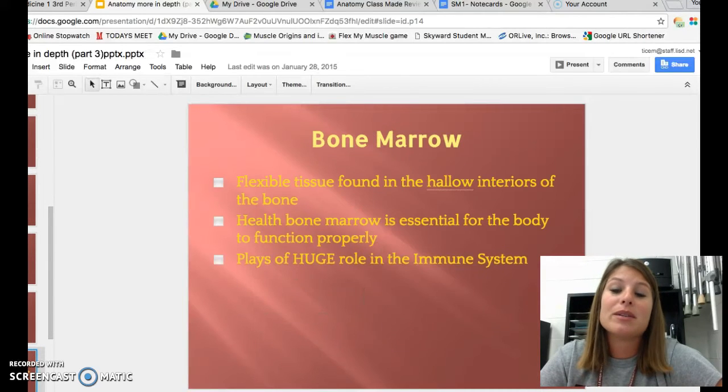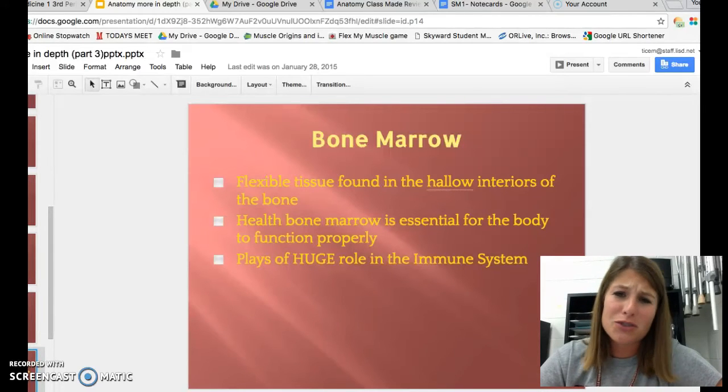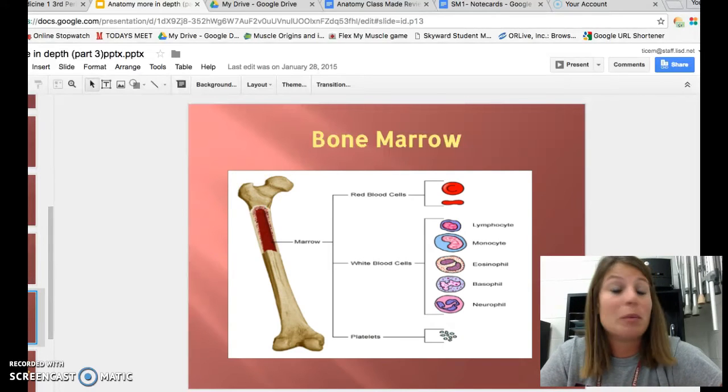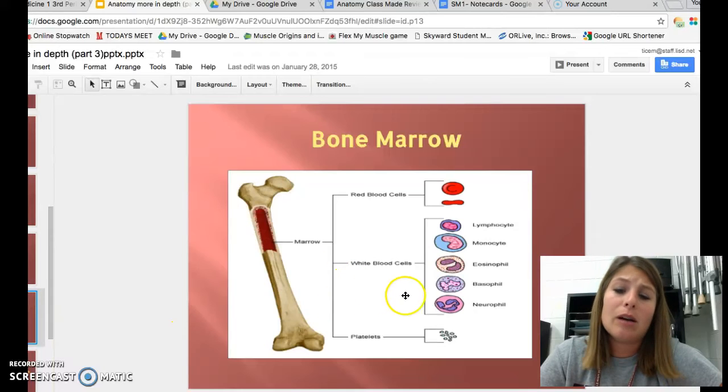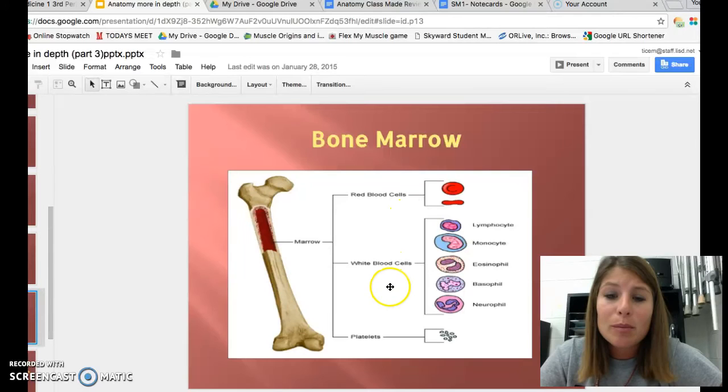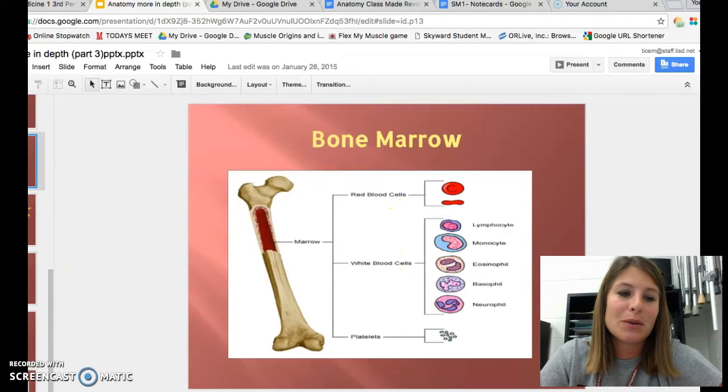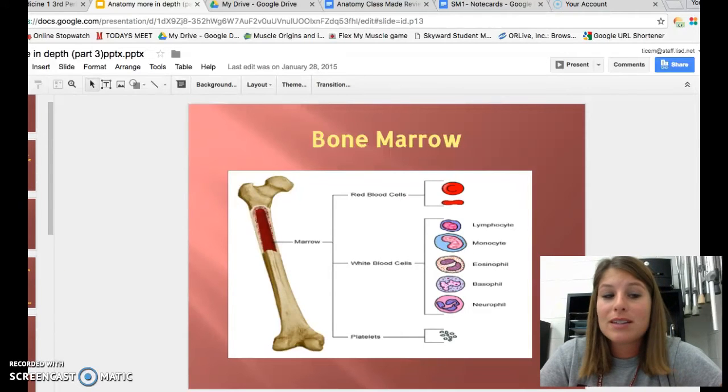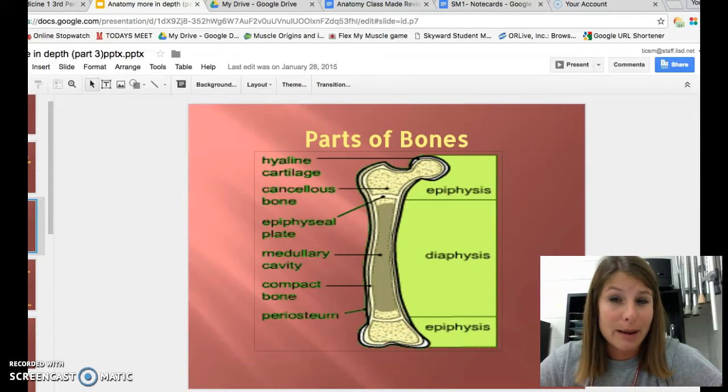Okay, bone marrow is used to help our immune system. I don't want you guys to stress too much about it because we'll only talk very little about it, but bone marrow is used to help people with cancer. I'm sure some of you have heard about that before, but here are the different components of bone marrow, just for your knowledge. You won't be tested on this, I promise. That's actually the only part of the bone that we're going to talk about today.